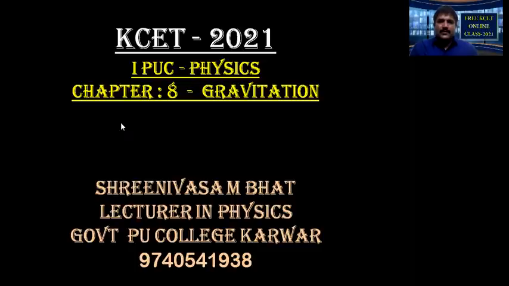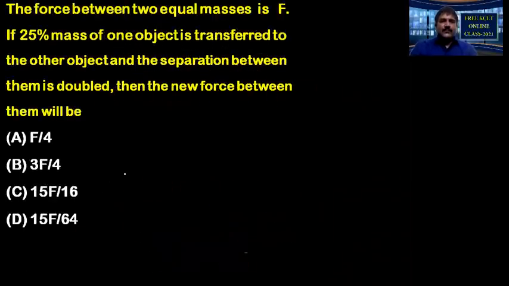Today, I am going to discuss some of the questions on the topic gravitation. The first question is like this. The force between two equal masses is F. If 25% of mass of one object is transferred to the other object, the separation between them is doubled. And the new force between them will be, the options are: F by 4, 3F by 4, 15F by 16, 15F by 64.